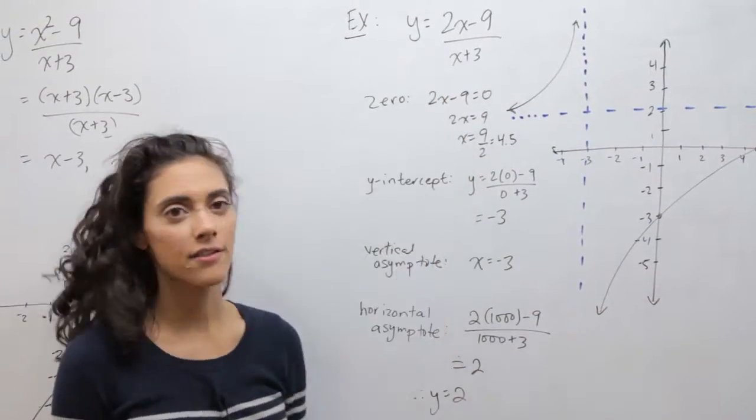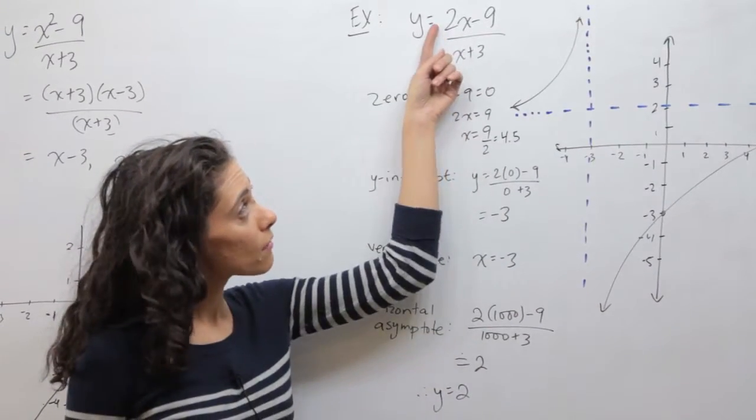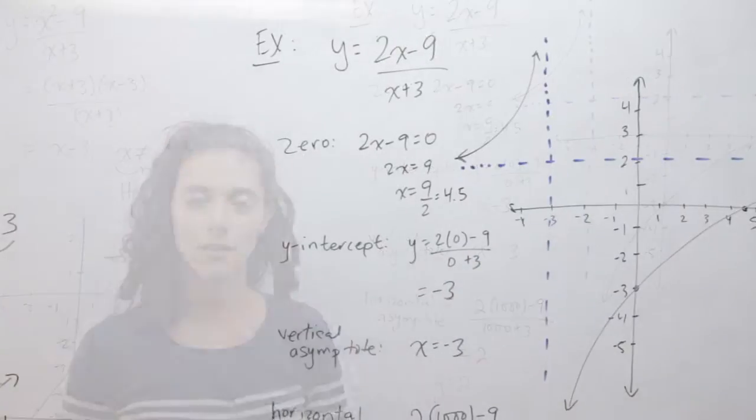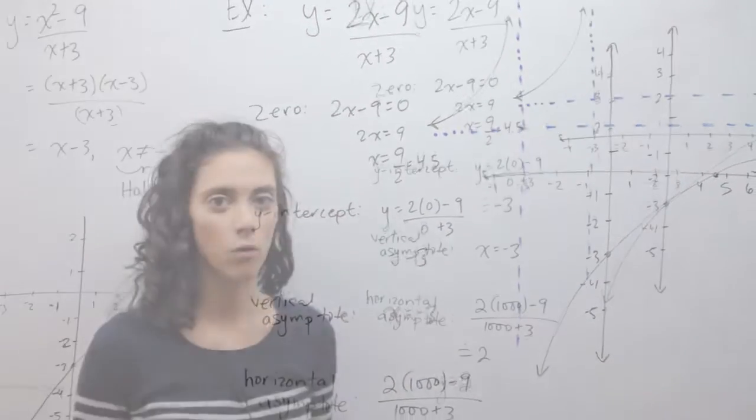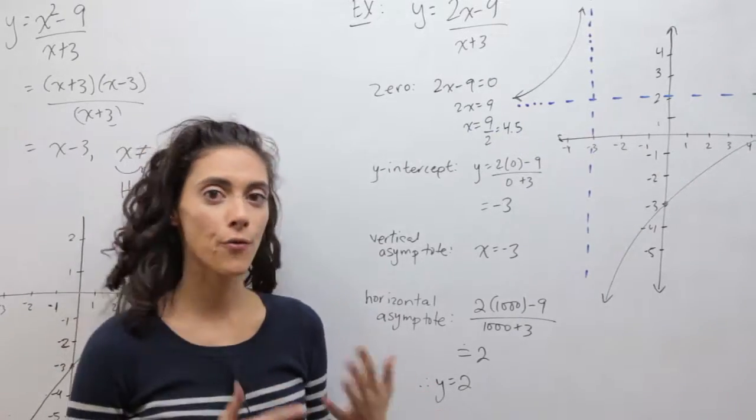So now neither of these are factorable. Can't pull anything out here, can't pull anything out there. They have nothing in common, which means this graph will have no holes. Nothing cancels out. So let's go through the properties.